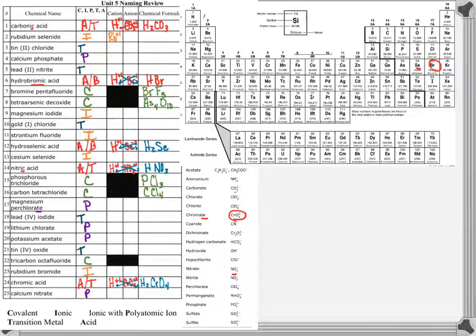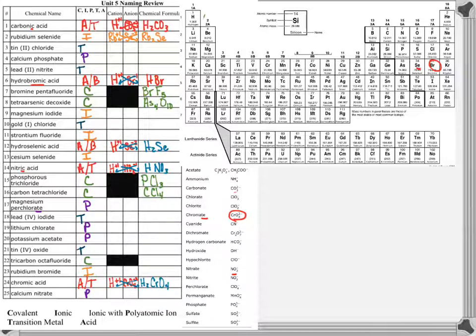And again, it's bonded to selenium, Se, and selenium is in group 16, so it has a charge of -2. Again, we're going to do the crisscross method, so my formula would be Rb2Se.